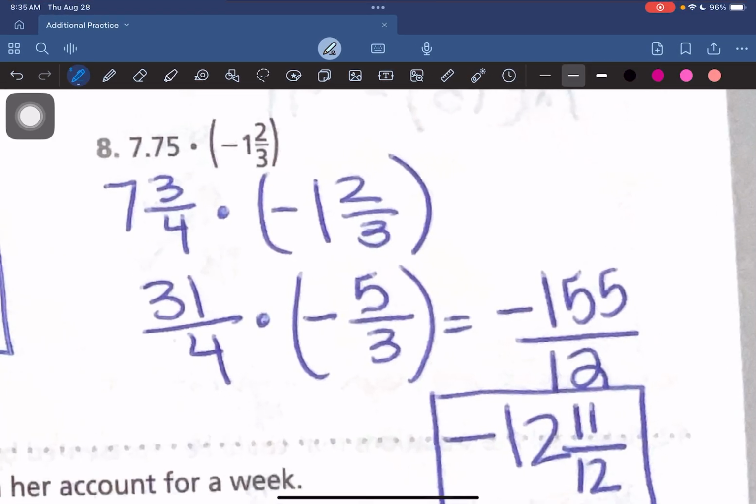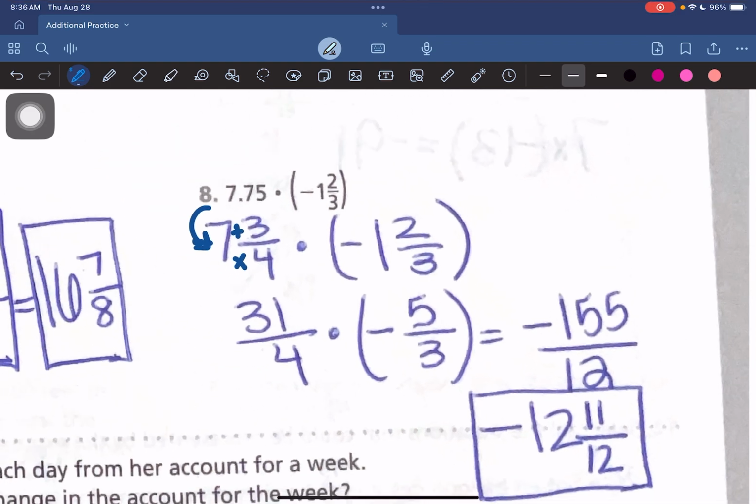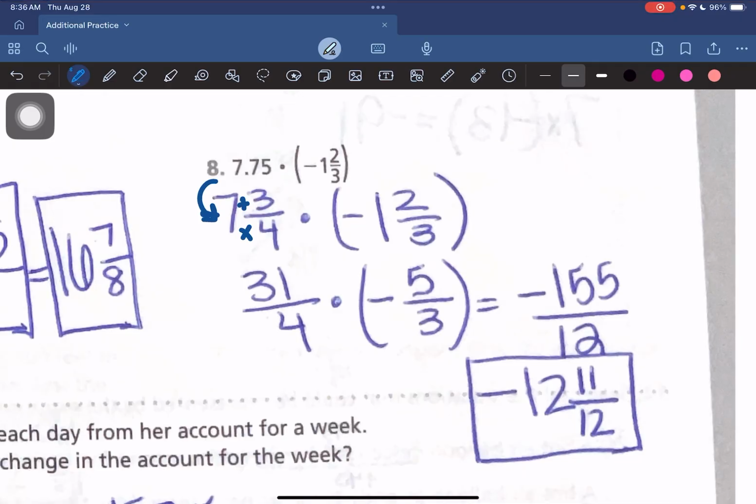So instead, we have turned the 7.75 into a fraction, which is 7 3/4. So that's the one that we're going to use within the problem. So we have 7 3/4 times negative 1 2/3. You would turn both of these into improper fractions. Again, that's just by multiplying your denominator and your whole number, adding your numerator, and then placing it back over the denominator. 31 times 4 times negative 5/3 equals negative 155/12. Performing long division would give us negative 12 11/12 as our final simplified answer.